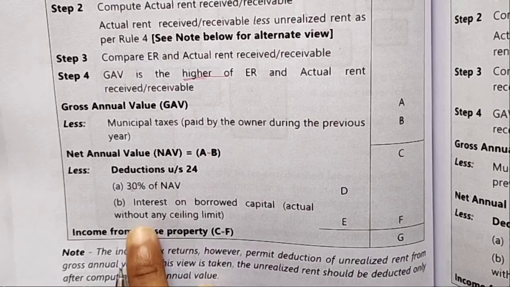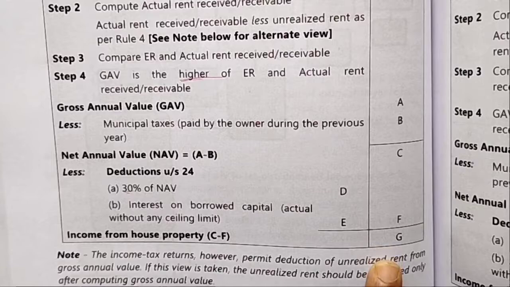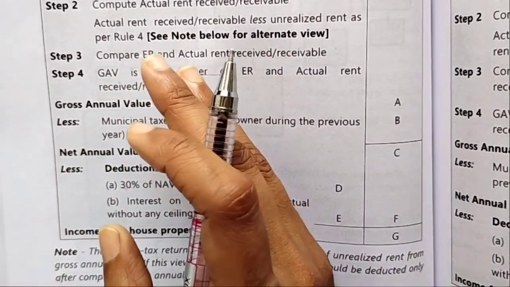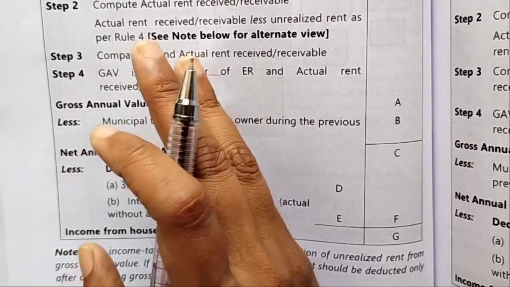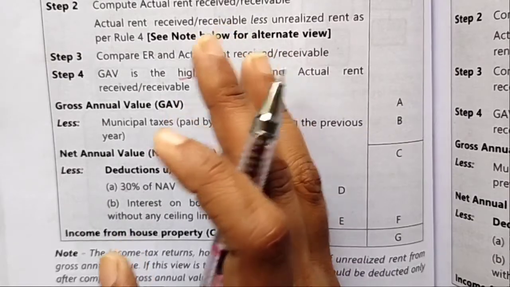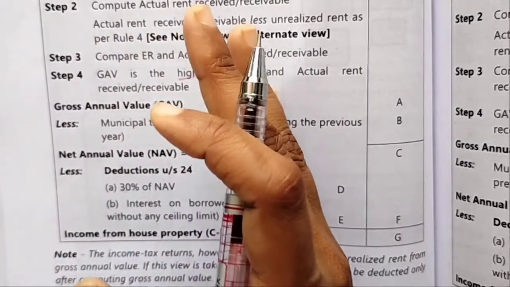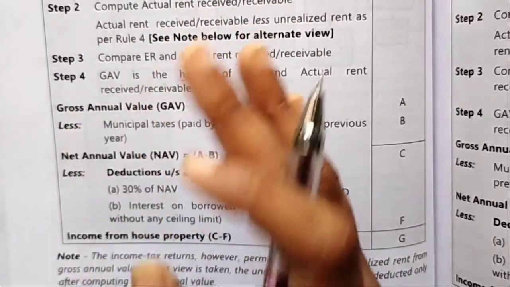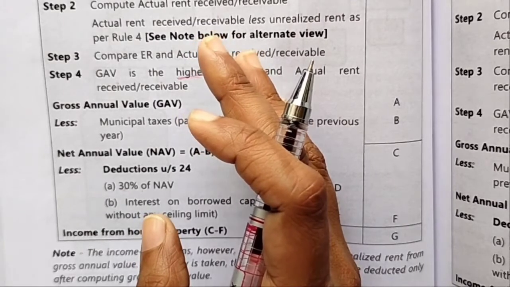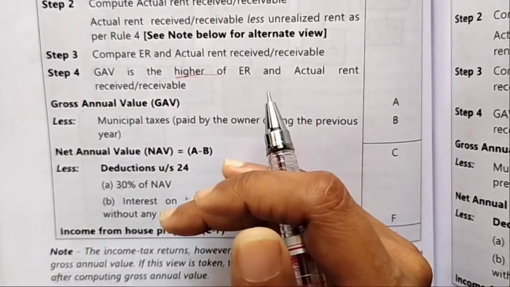From net annual value, there are two deductions under section 24. The first one is 30% of NAV. So there is a flat deduction of 30% of NAV under section 24A. The second one is interest on borrowed capital, actual, without any ceiling limit. If any capital is borrowed for the purpose of construction of the building or for maintenance of building, etc., the interest on such borrowed capital is also allowed as deduction without any ceiling limit.